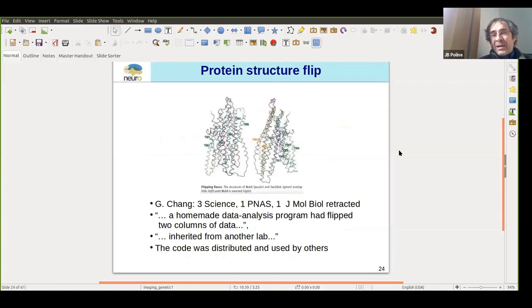I like that example. I have to tell you this little story because it's such a lovely example. This is an example of a researcher, a good researcher who published in very high profile journals, who used a homemade data analysis program that unfortunately had one quick small little error. It actually had a minus sign somewhere that it shouldn't have, and it's a complex program. It flipped the structure of the protein. This is a program to analyze the structure of a protein, and the structure was flipped.